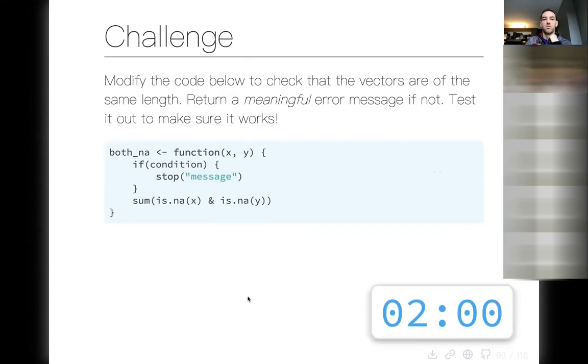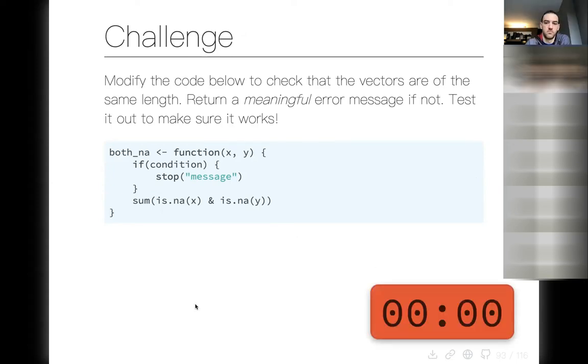Okay, so let's go ahead and do this one. This will be probably one of the last things we do today, but try to take this code, you can just copy it, and then extend it so that it returns a meaningful error message if the vectors are not the same length. Okay, 2 minutes, give it a try. Okay.